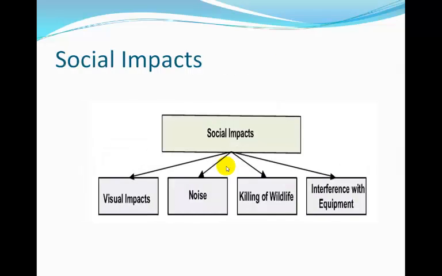Social impacts. The main concern from social impacts is the killing of wildlife. Birds do collide with the rotor blades of wind turbines, and it is harmful for wildlife.